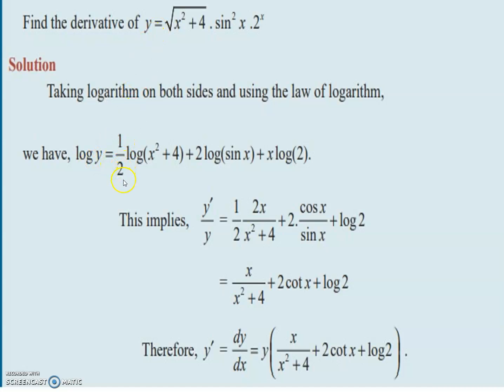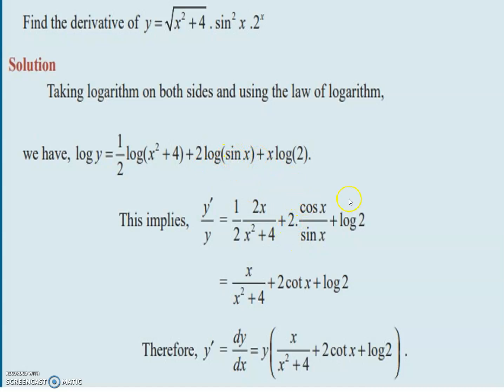log y is equal to 1 upon 2 log(x square plus 4) plus 2 log(sin x) plus x log 2. Now we have to take the derivative of both sides. log y gives 1 upon y dy by dx. 1 upon 2 remains the same. The derivative of log(x square plus 4) is 1 upon x square plus 4, the derivative of x square is 2x, and the derivative of 4 is 0. 2 remains the same.